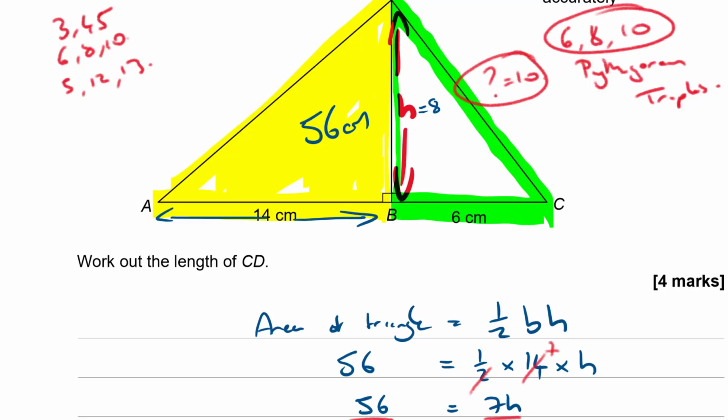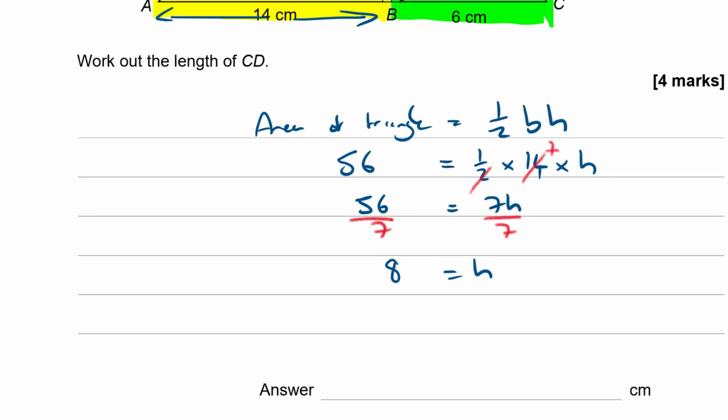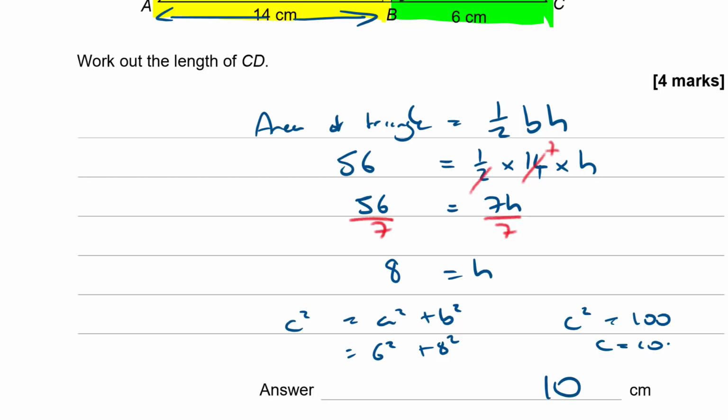But let's assume you didn't remember the Pythagorean triple. You'd have to use that c squared is equal to a squared plus b squared, wouldn't you? So c squared equals a squared plus b squared, which in this case would be 6 squared and 8 squared. 6 squared is 36, 8 squared is 64. Adding them together, you're going to get c squared is 100, making c equal to 10. So my answer is 10 centimeters, as I already told you.